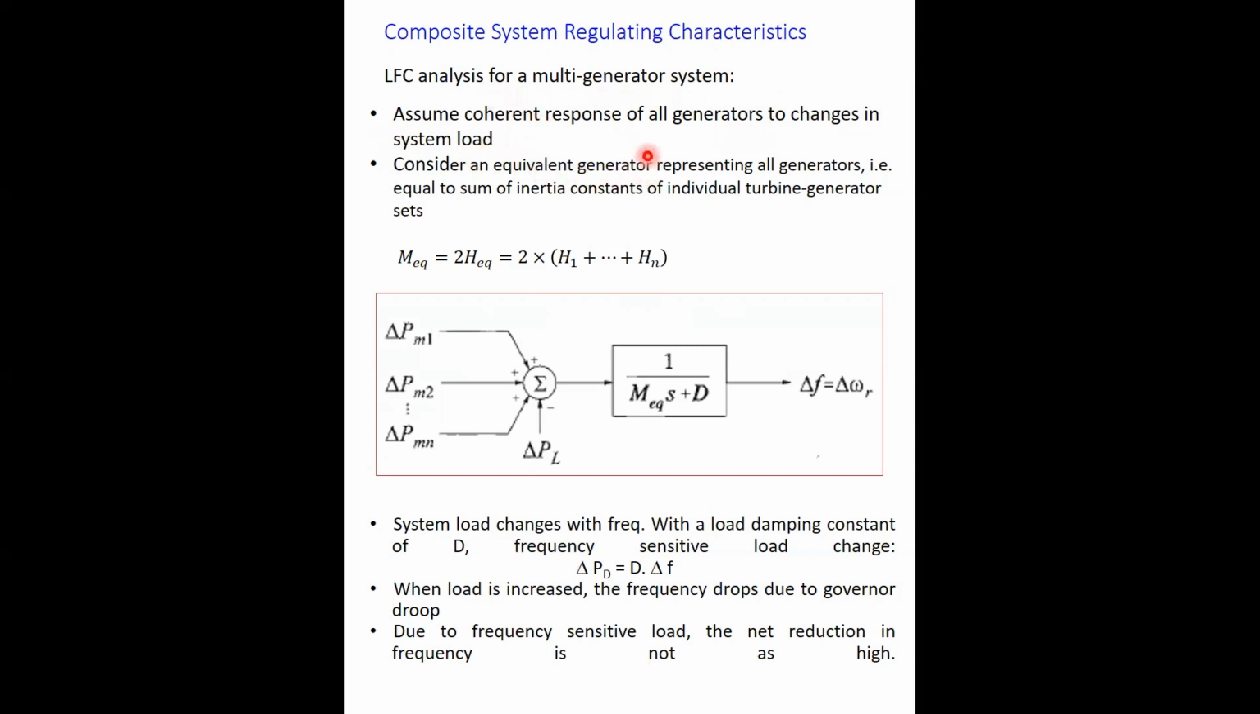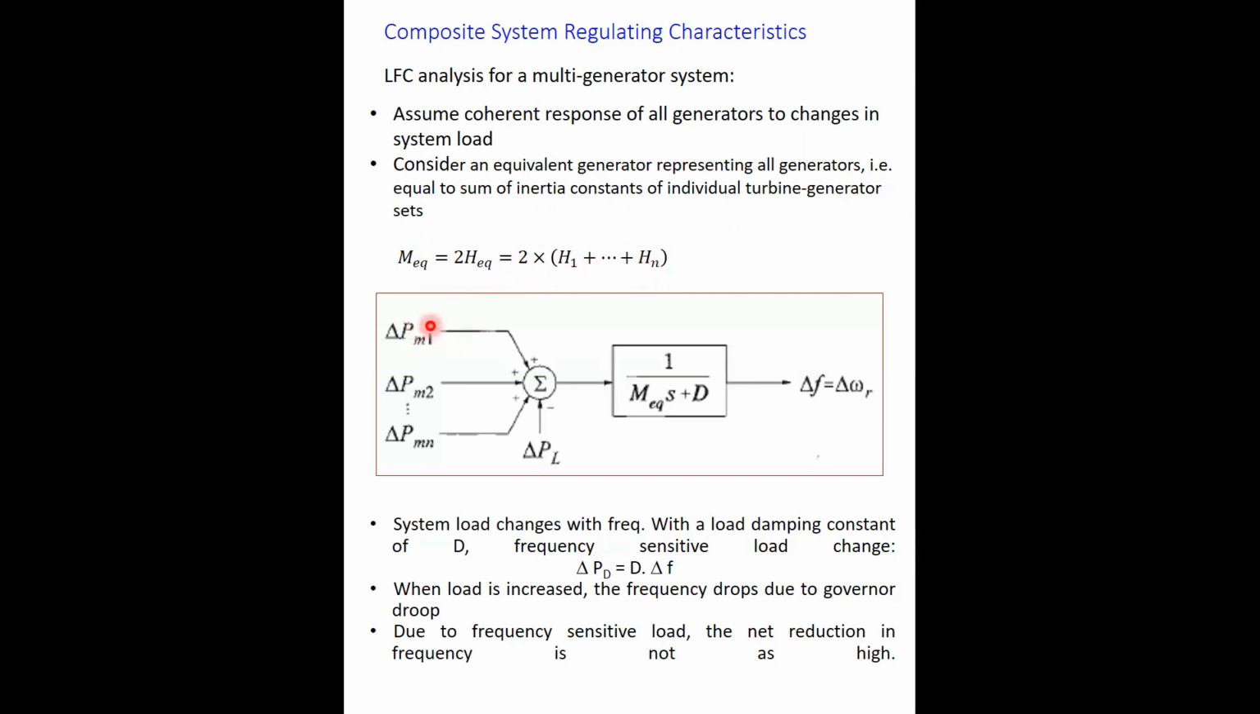So here we will consider an equivalent generator, which will be an equivalent model for several generators, and thus we take into account the inertia constant of individual generating units. So we write in this way. What is the equivalent mechanical time constant, M, and that is twice the inertia constant, and thus it will be twice the inertia of all the individual generators here.